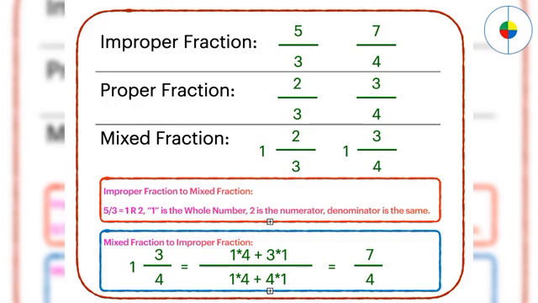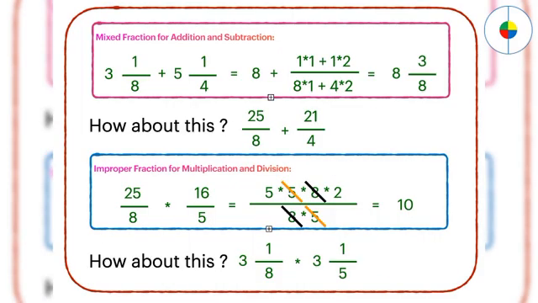Here is an example. A mixed fraction is useful to calculate the addition and subtraction of fractions. Here is an example. This is much easier to calculate than the improper fractions. An improper fraction is useful to calculate the multiplication and division of fractions. Here is another example. This is much easier to calculate than the mixed fractions.